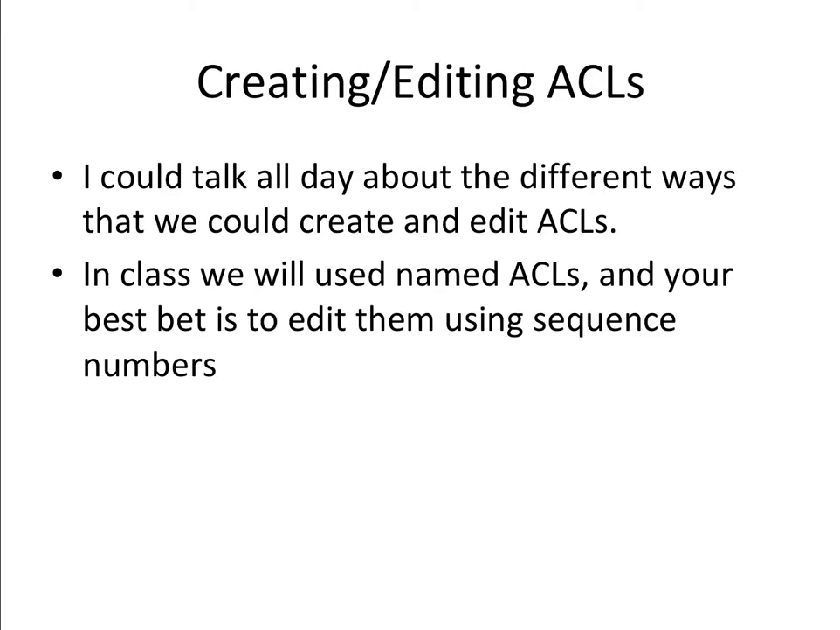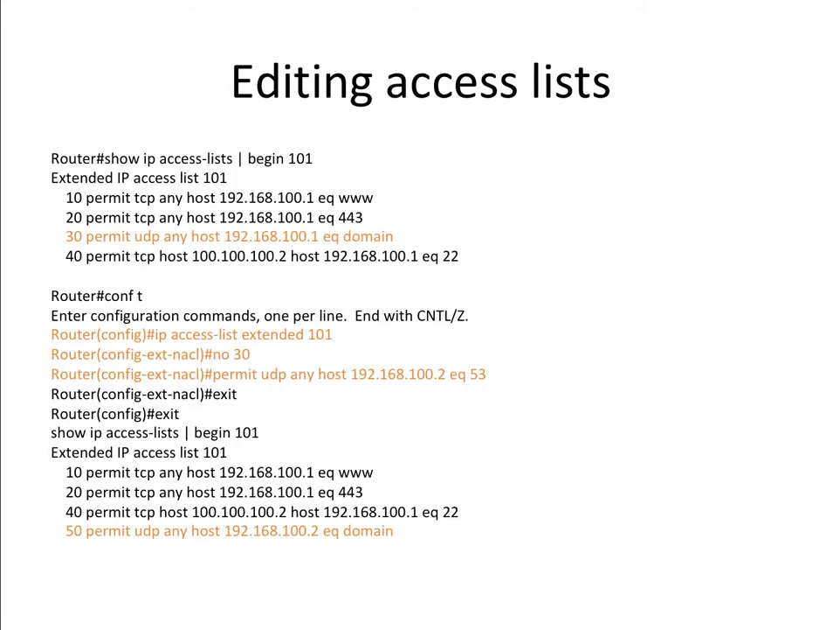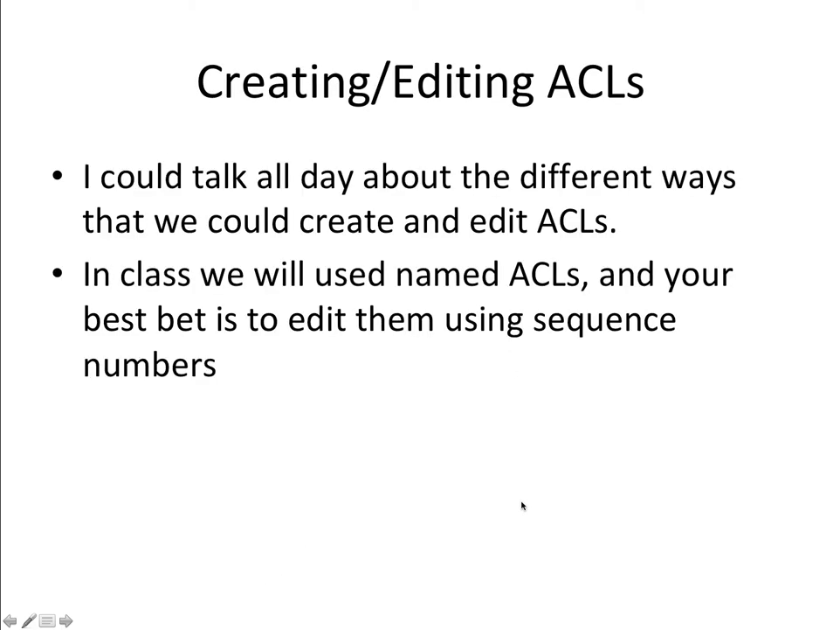So that's probably something I should have demonstrated, but there you have it if you want to experiment with that in the lab. So like I said, there are a lot of different ways we could create and edit access lists. I'm not going to spend all day talking about those. In class this semester, we're going to use the named access lists, and your best bet when you're trying to edit them is using sequence numbers. So type ip access-list extended and the name, and then use sequence numbers to edit the list.